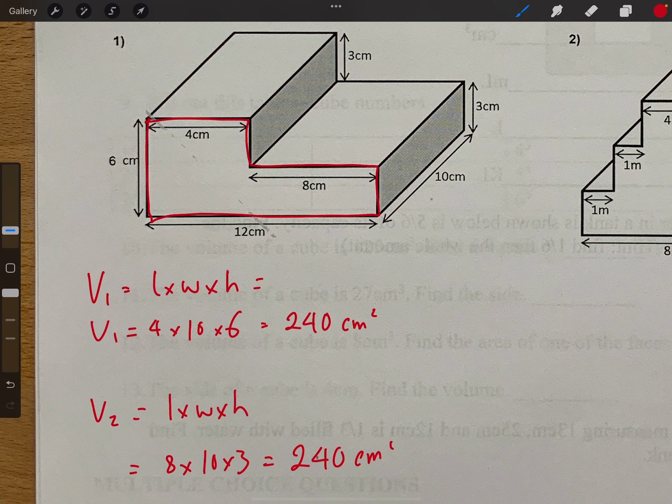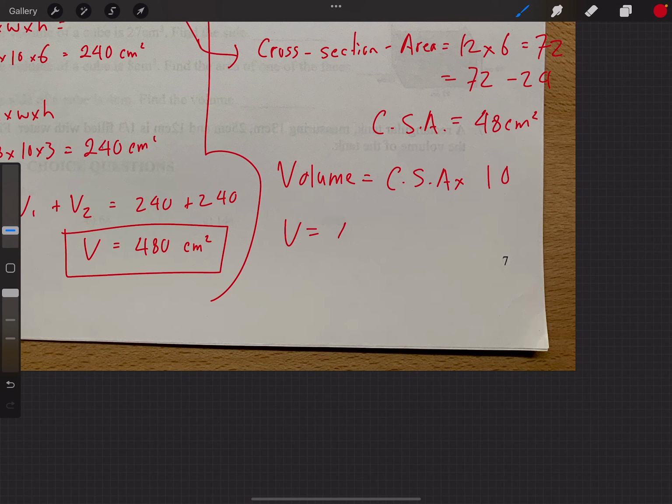Now to find the volume is equal to the cross section area multiplied by, in this case, 10. So we find the cross section area, which is this thing, and then we multiply it by 10 because it's been stacked 10 units that way. So the volume is equal to 48 times 10, which is also 480. See, they're the same answer. You've got two methods that will give you the same answer, so you can choose which method you want to use. Now I'm going to rub this out.